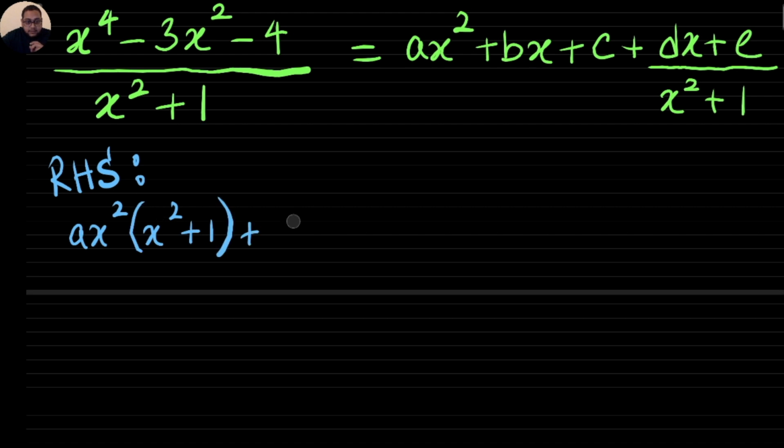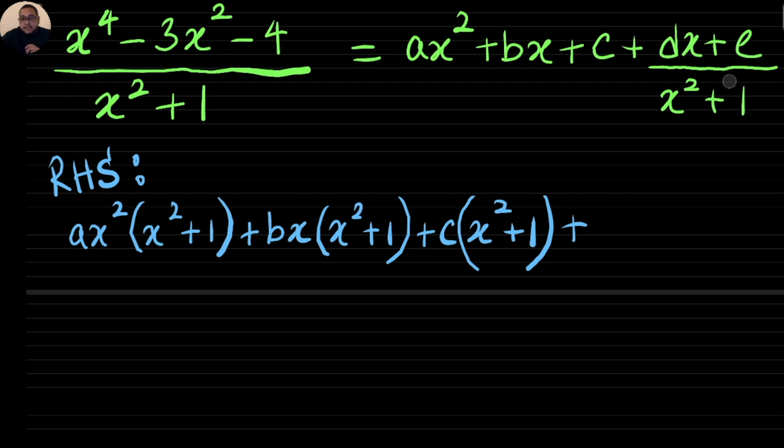The second term would be bx multiplied by x squared plus 1. The third term would be c multiplied by x squared plus 1. For the last term, since it already has the common denominator, there will be no changes. I have considered the LCM x squared plus 1.